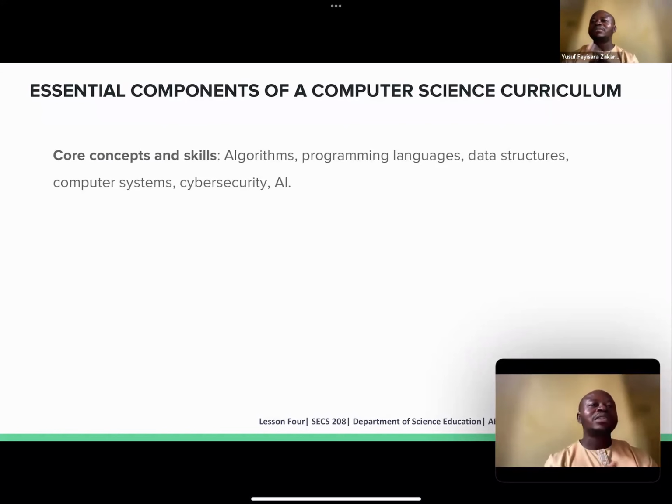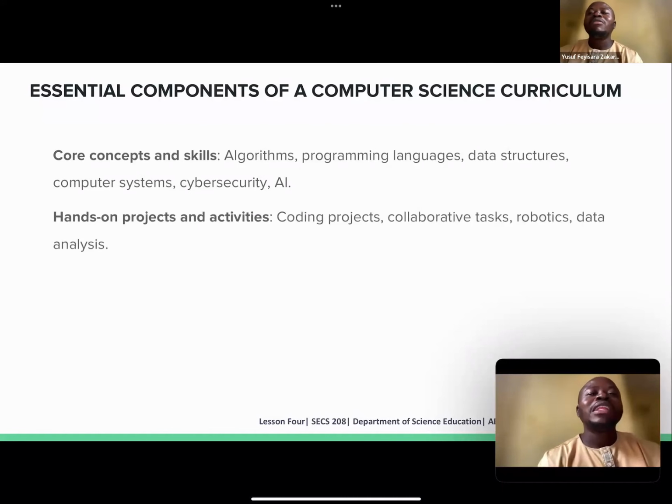Number one, the core concepts and skills. We need algorithms. Your curriculum must include algorithms. I know you have a course on algorithms. Programming languages. I know you have about 2 or 3 courses on programming languages. We have data structures. That must be in your curriculum. We have computer systems, cybersecurity. AI must be in your curriculum, no doubt. If there is no AI in the ABU curriculum, go and collect your money back.